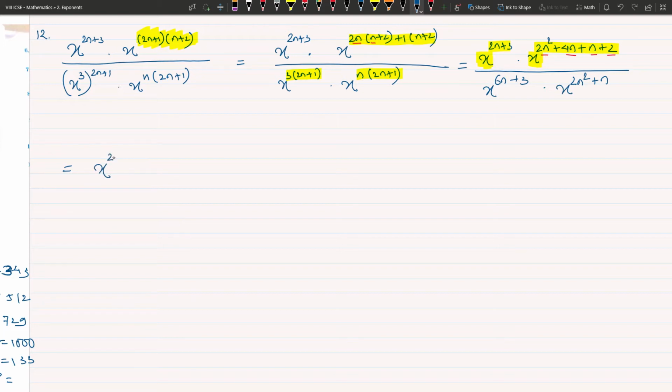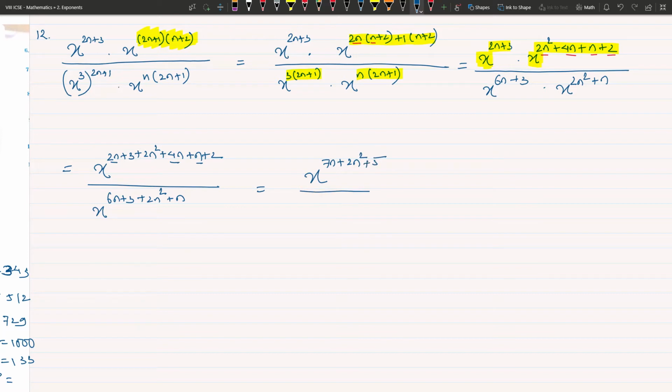सो x रेस टू 2n प्लस 3 प्लस 2n स्क्वायर प्लस 4n प्लस n प्लस 2. नीचे भी सेम, x रेस टू 6n प्लस 3 प्लस 2n स्क्वायर प्लस n. सो x रेस टू 2n प्लस 4n प्लस n, 2n प्लस 4n 6n, 6n प्लस n 7n, प्लस 2n स्क्वायर प्लस 5, द होल अपॉन x रेस टू 2n स्क्वायर प्लस 7n प्लस 3.